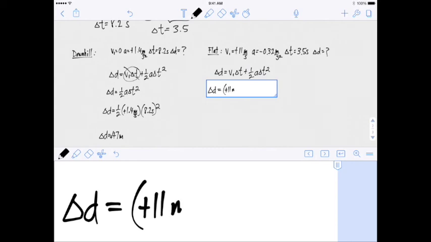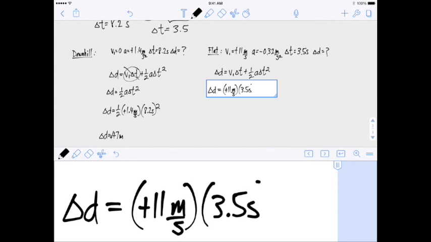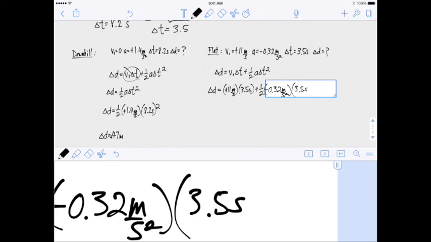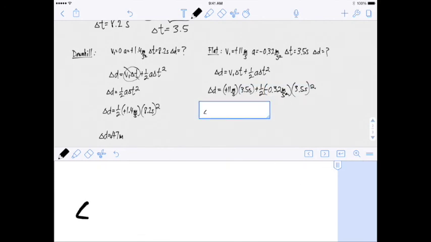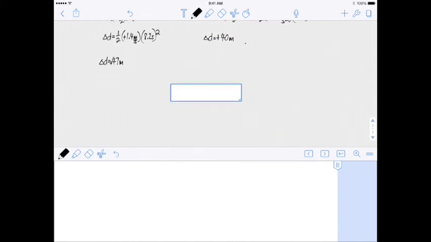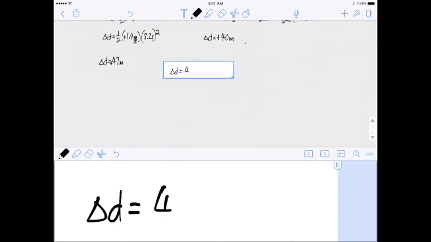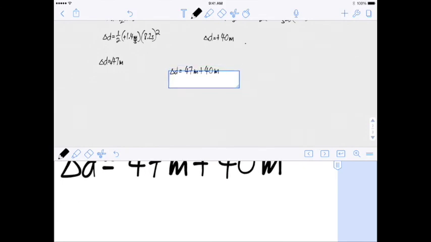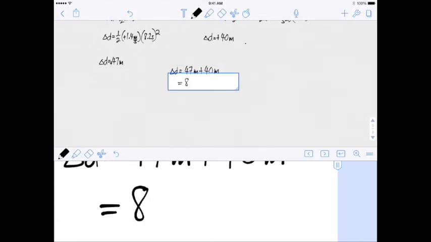So it's plus 11 meters per second times 3.5 seconds plus 1/2 negative 0.32 meters per second squared times a time of 3.5 seconds and square it. So this is a pretty big equation. Make sure you double check it if you have time. If you punch this into your calculator, you should end up with positive 40 meters. So the total distance would be equivalent to 47 meters plus 40 meters. If you add these two together, you end up with 87 meters.